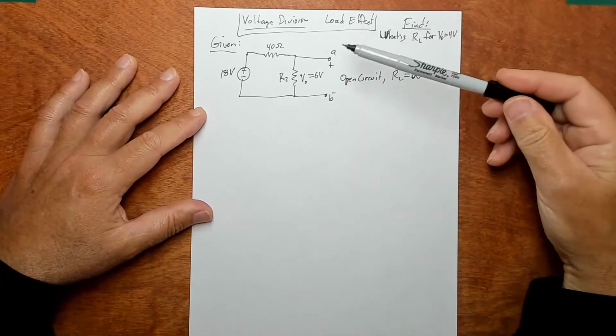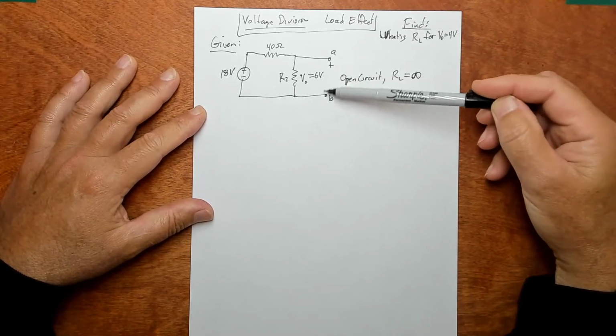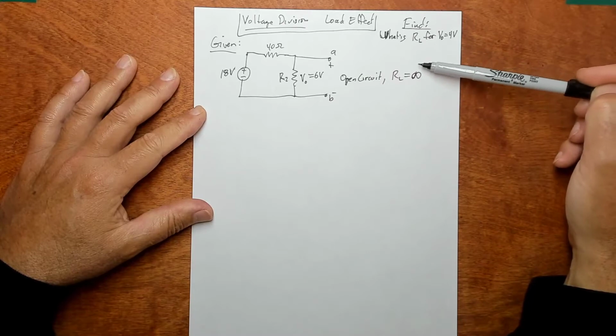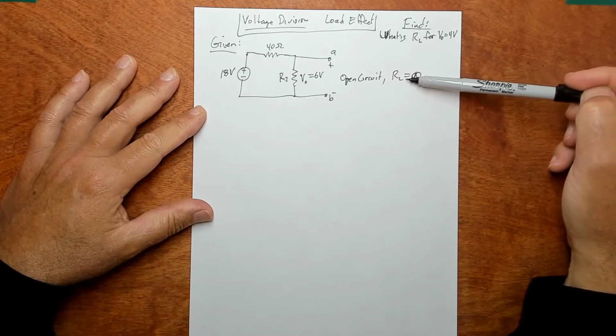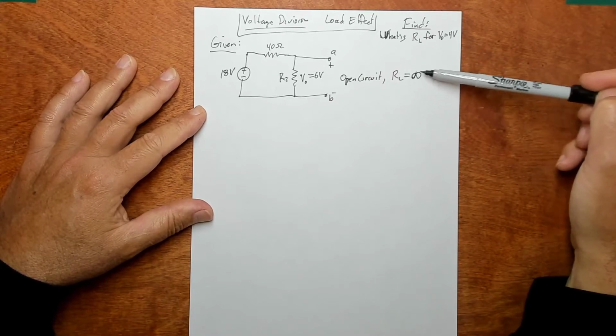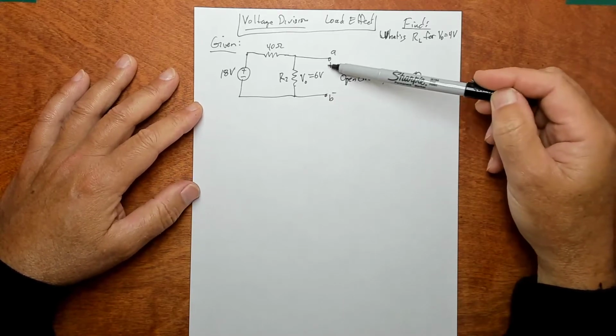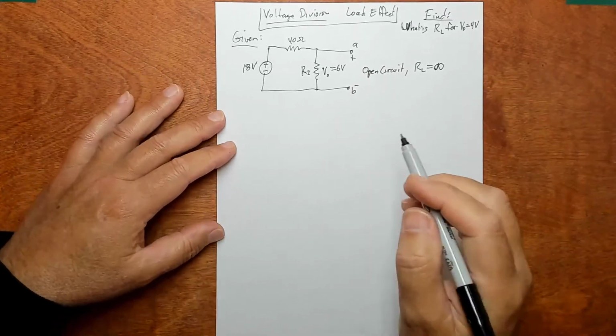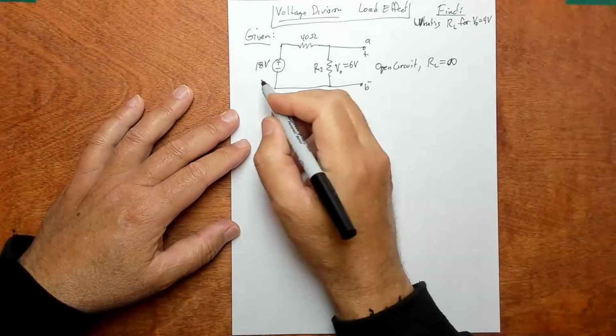Okay, let me just re-say. Right now with an open circuit, there's 6 volts. We want to put a load in there that's a particular resistor value that's not infinite, such that we get 4 volts. So first of all, let's solve for R2 since it's not given.